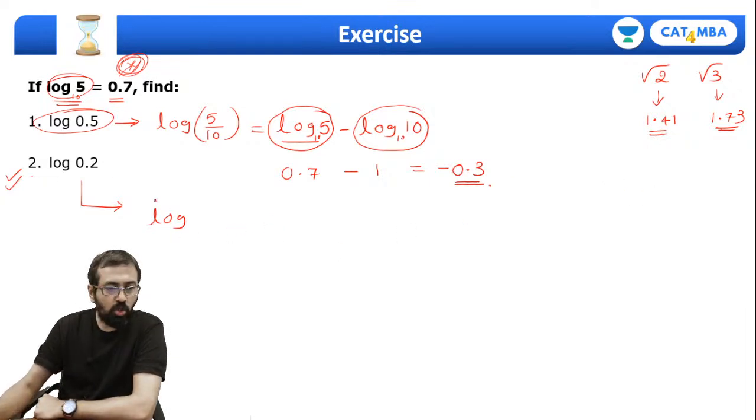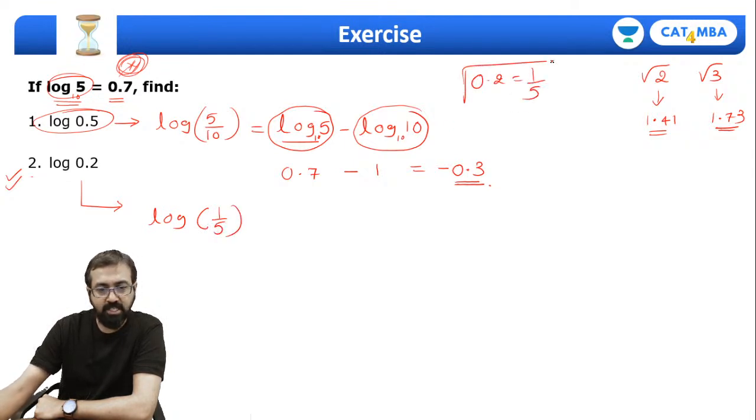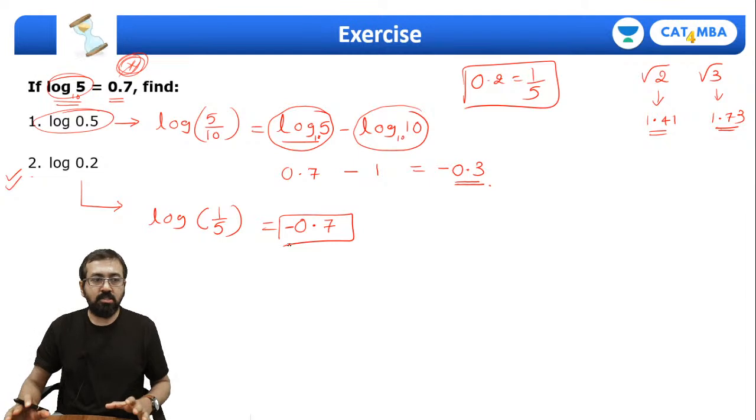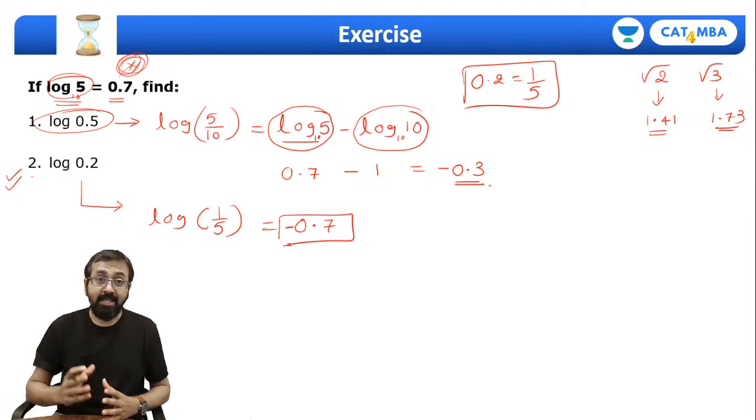Correct. So log of 0.2 is log of 1 by 5. Can I say 0.2 is nothing but 1 by 5? Yes. So this is what I have done. And we already have found the value of log of 1 by 5. It was minus 0.7. Correct. So these were some easy questions. Really easy questions. But yes, these questions must have cleared your concept.